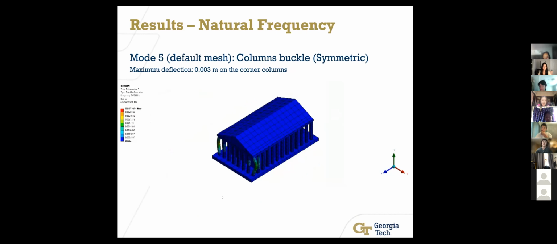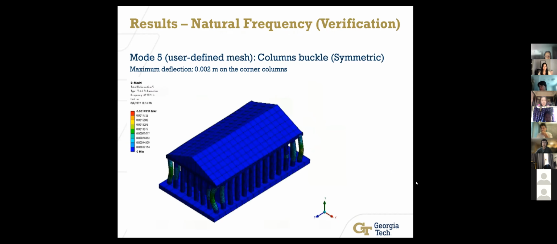And in mode 5, symmetric buckling, which is basically applying a compression downwards on the structure, is analyzed. And the deformation is 0.003 meters. And you can see in the animation that it's almost entirely on the corner columns. And next, the refined version is not identical, but has a very similar value. And you can see the area of deformation is also around the same.